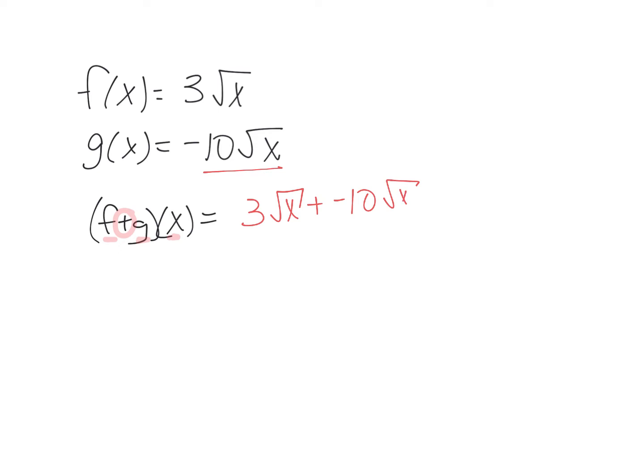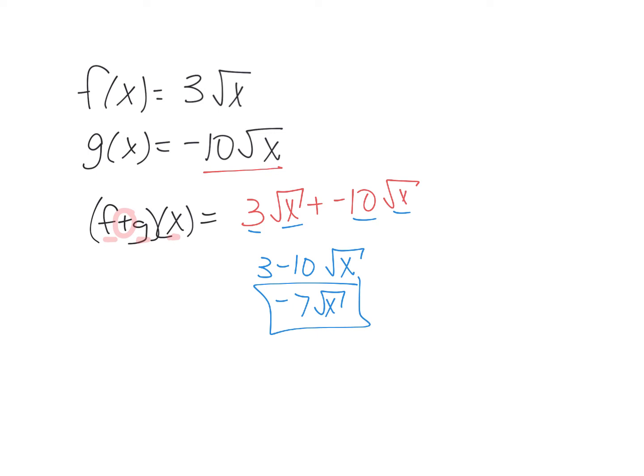And so what we have to remember is, what do we do with these operations? Well, we're going to add or subtract our coefficients. So we have 3 minus 10, and we're going to keep our radical or square root of x because you have the same base here. And so we're going to get negative 7 square root of x, and that is what we are going to do. That's all we're going to do today.